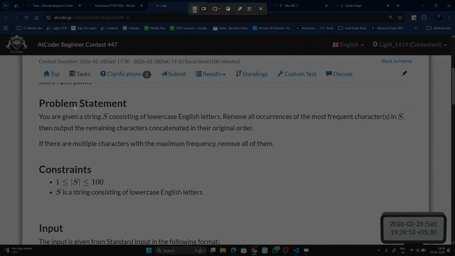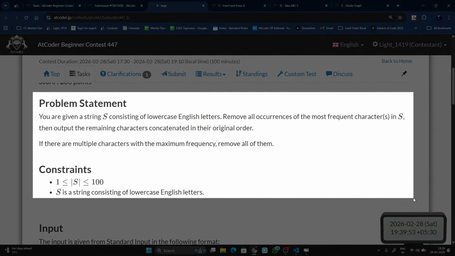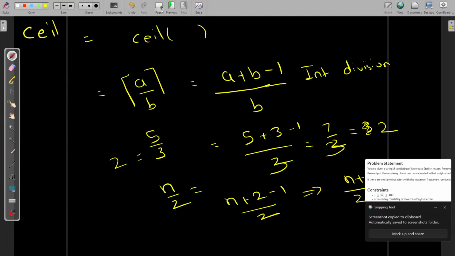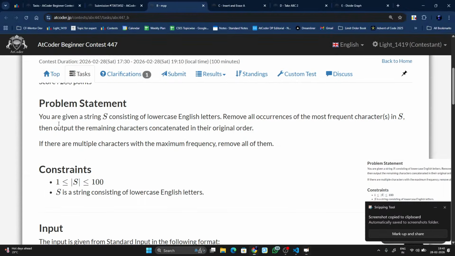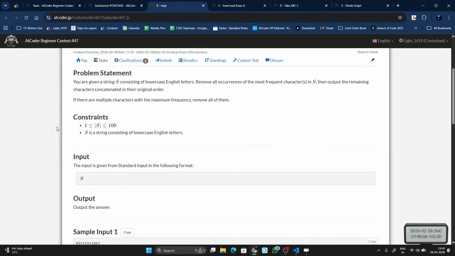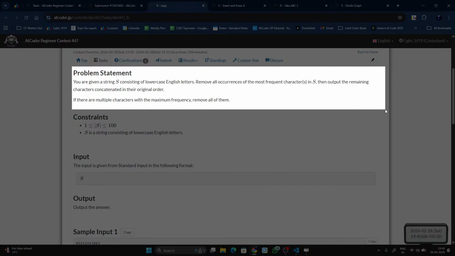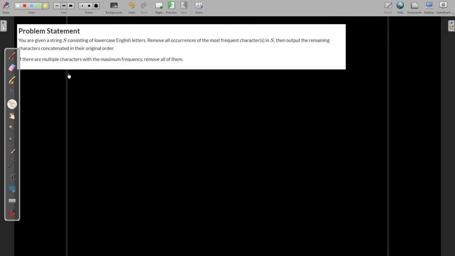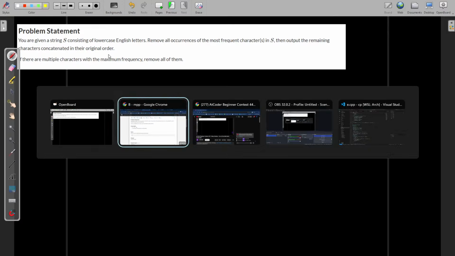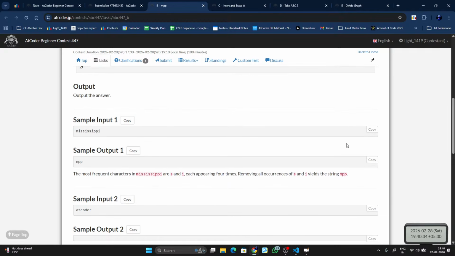You are given a string S consisting of English letters. I will just paste it over here. So we have been given a string consisting of lowercase English letters. Now remove all occurrences of the most frequent character in S, then output the remaining characters concatenated in their original order. Let's take a string for example.